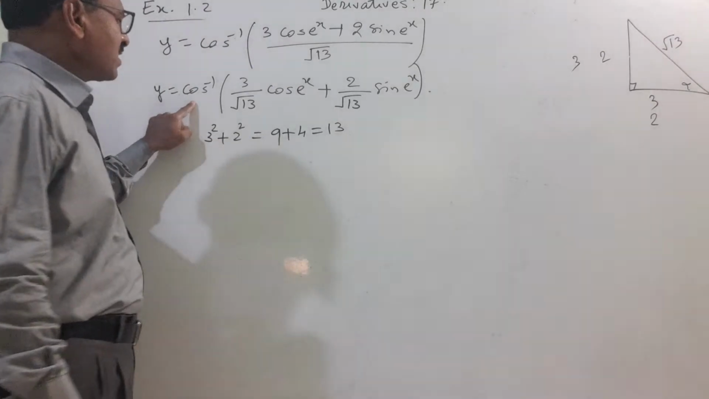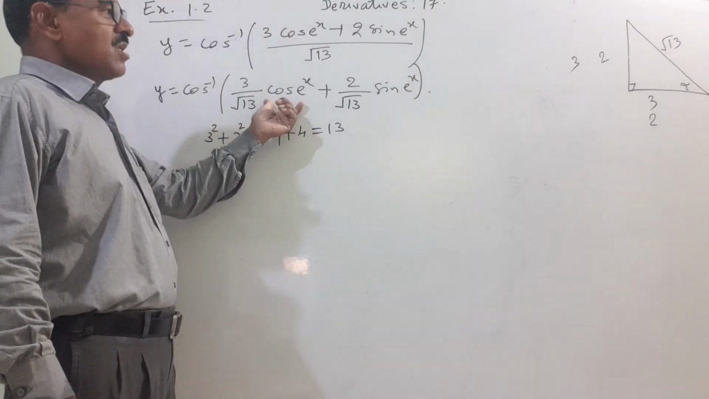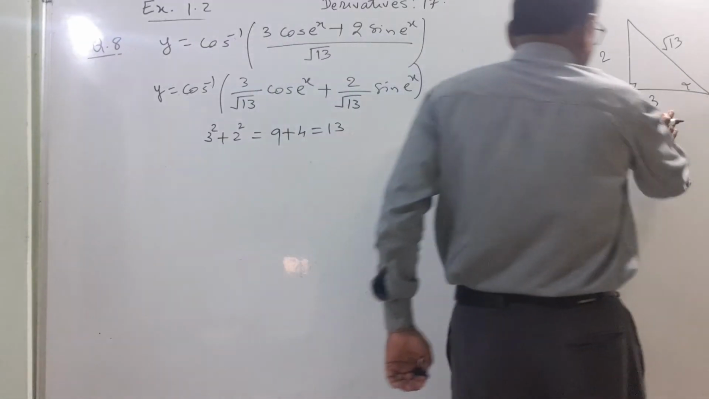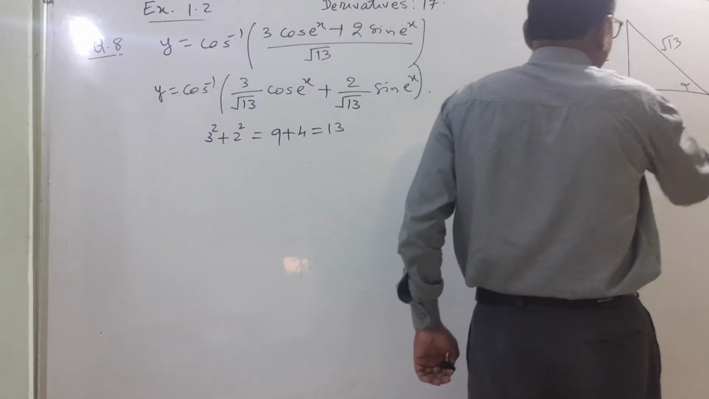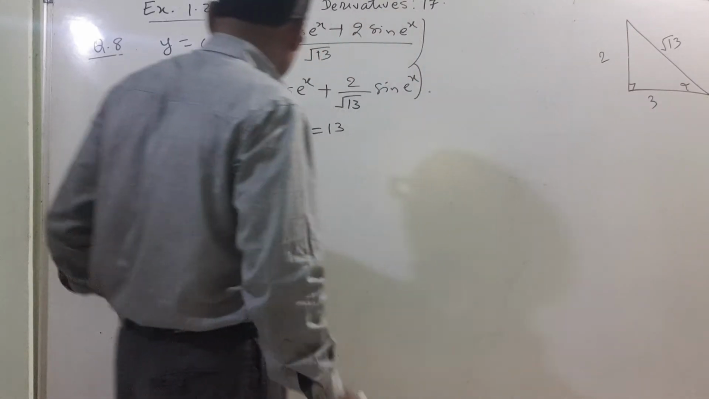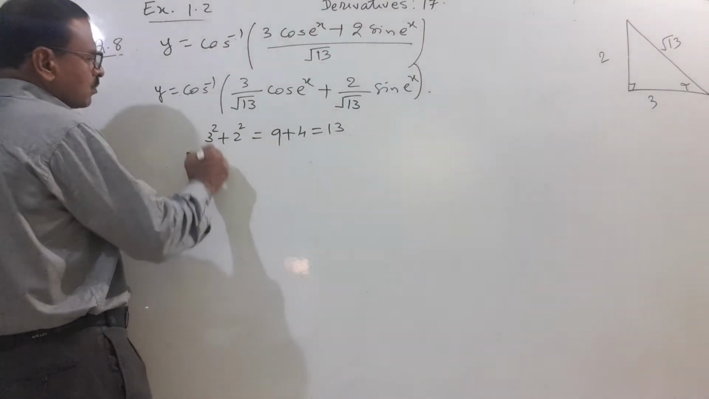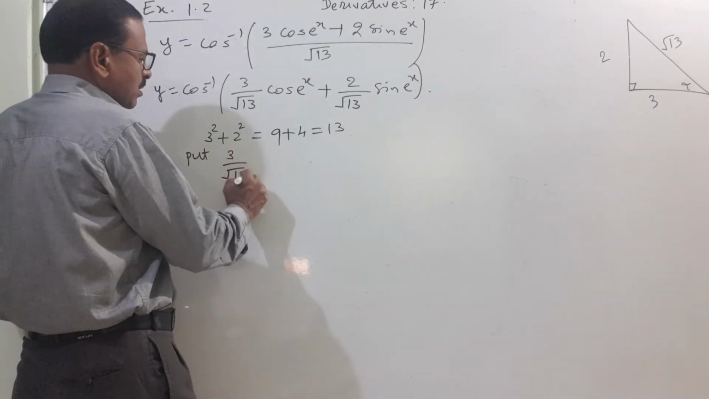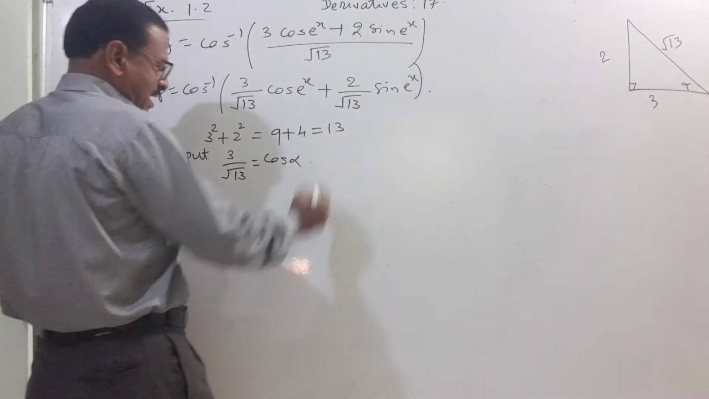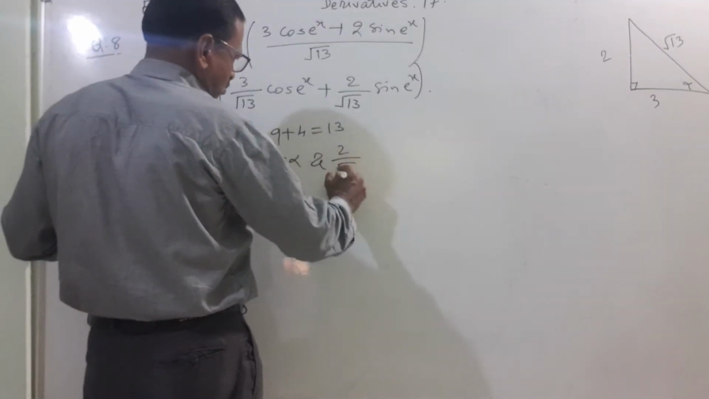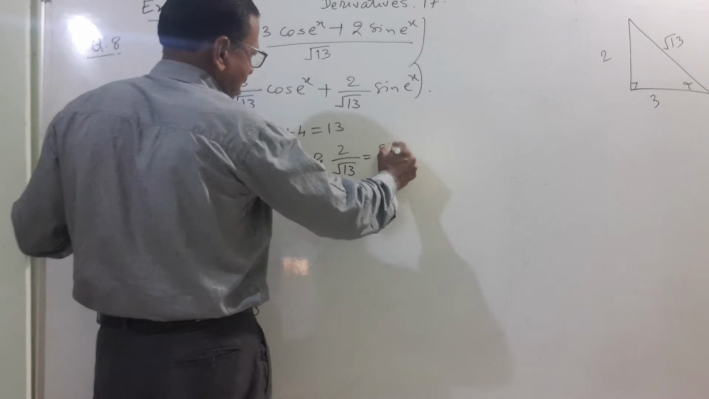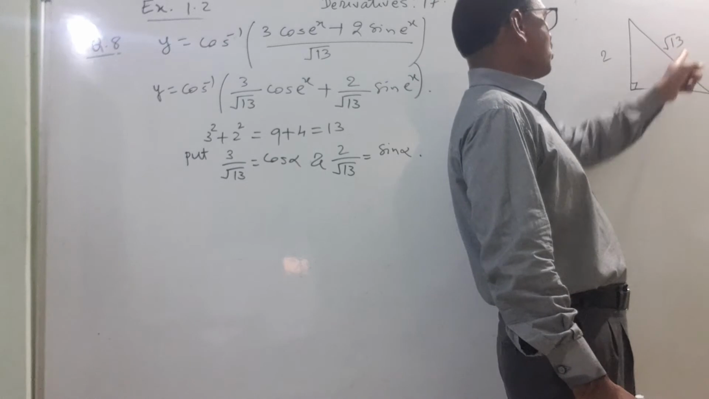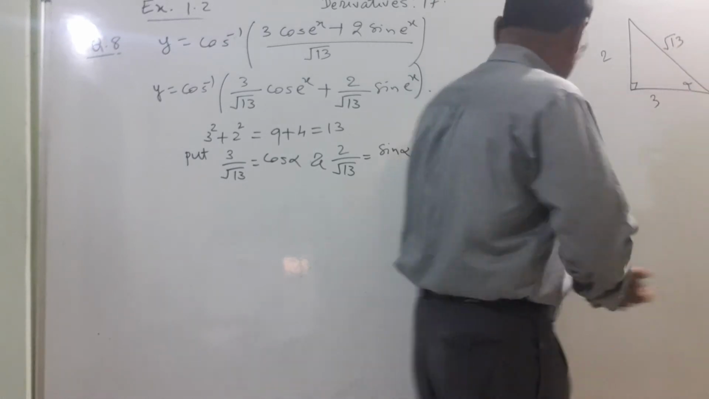If this is cos inverse, this should be cos. Cos means base side, so this should be 3 and this should be 3, and this should be 2. So put 3 upon root 13 is equal to cos alpha, and 2 upon root 13 is equal to sin alpha. See this, sin means opposite side upon hypotenuse, cos means adjacent side upon hypotenuse.